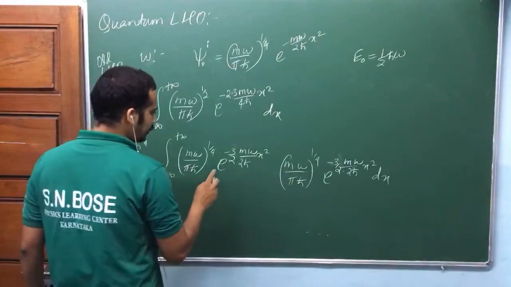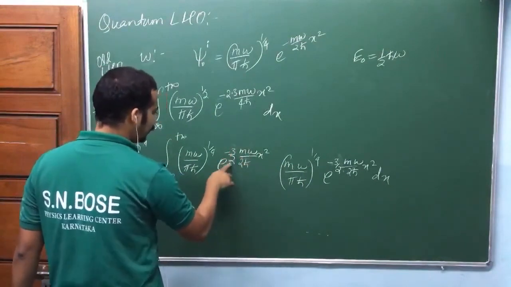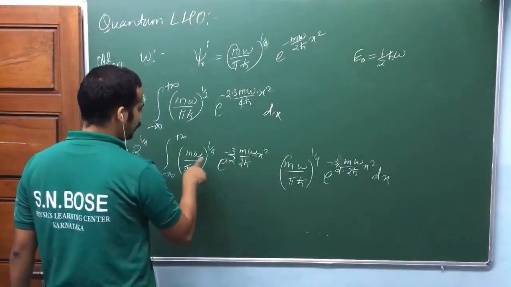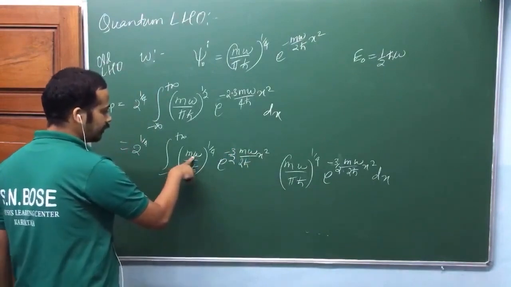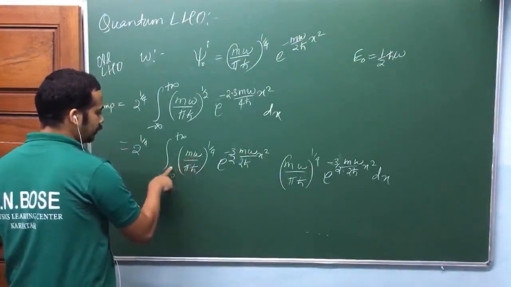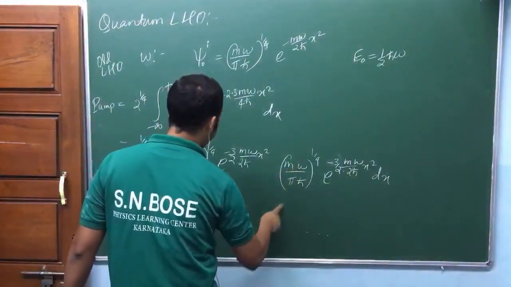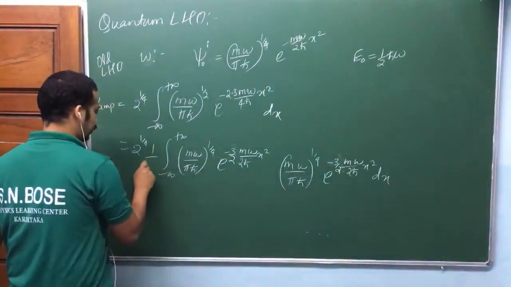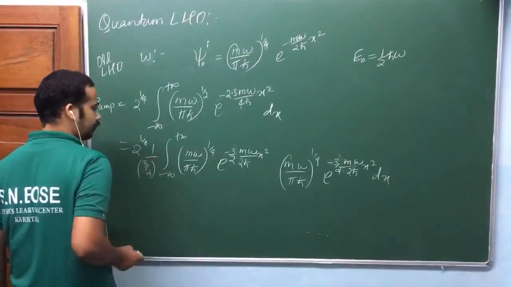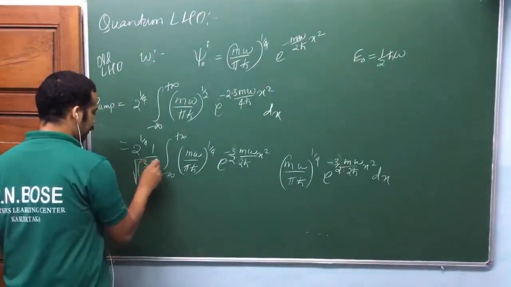Now what I'm thinking is, along with omega, you have 3 by 2, that is an extra term, isn't it? I need that 3 by 2 term here. I have to divide by 3 by 2. I need that 3 by 2. I have to divide by 3 by 2. 1 by 3 by 2, whole power 1 by 4, square under root.